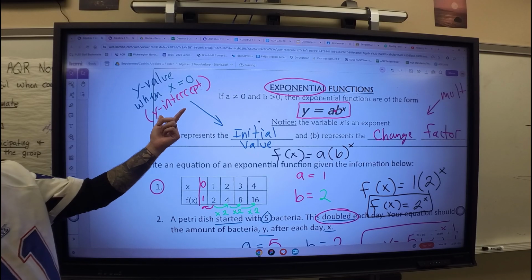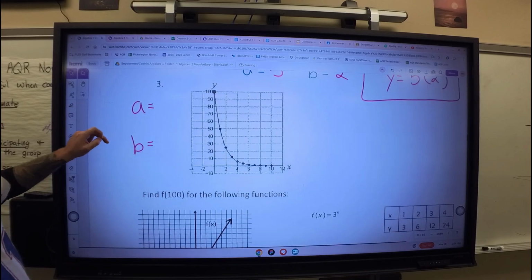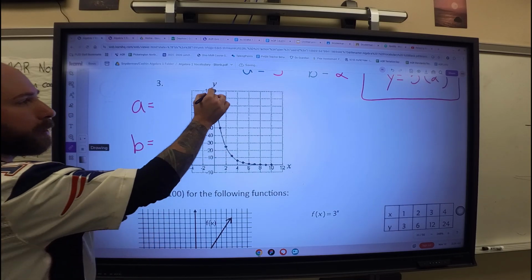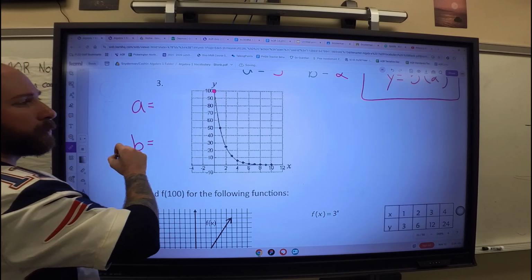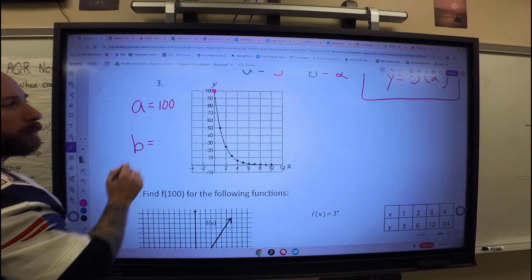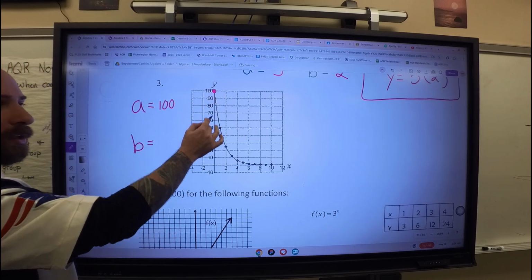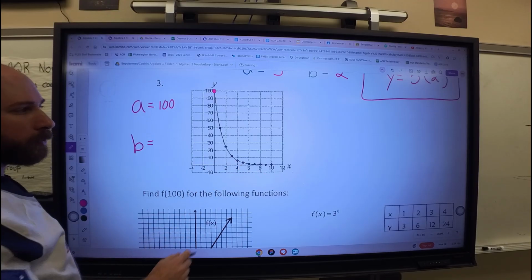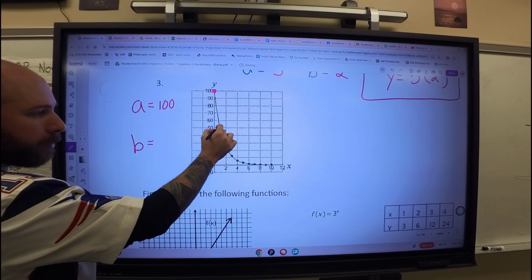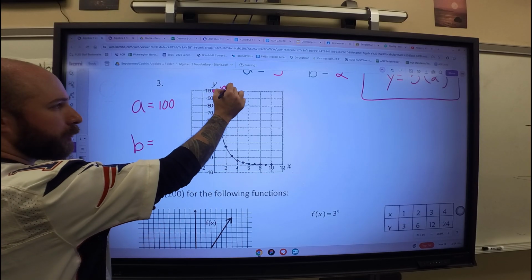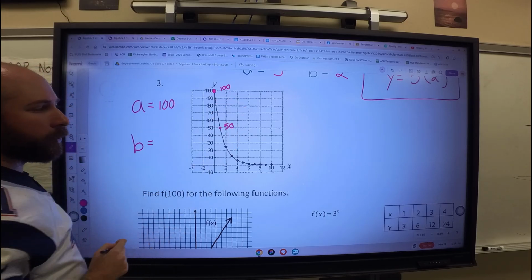our value of A is our y-intercept. So if we look at this graph, we can see the y-intercept is right up at 100. And now because these values are getting smaller and smaller, right? My next y value is over at 50. I started at 100, I got to 50.